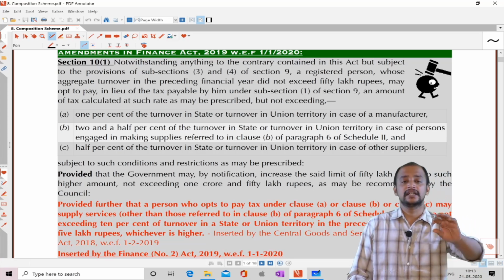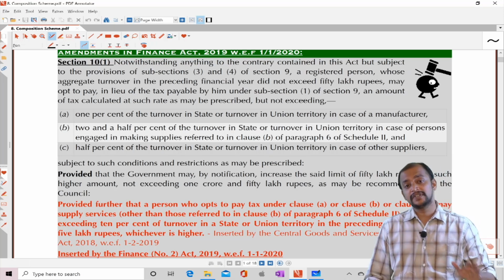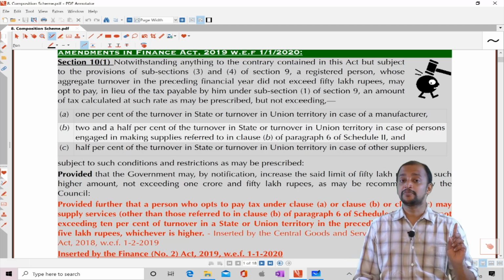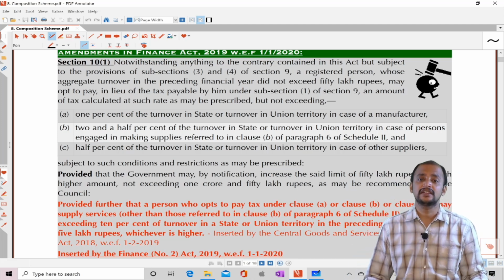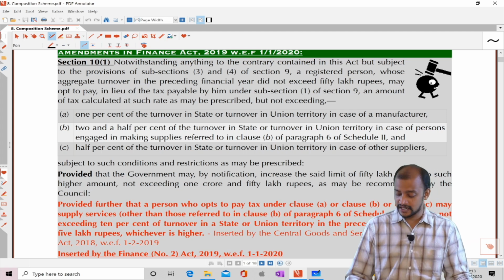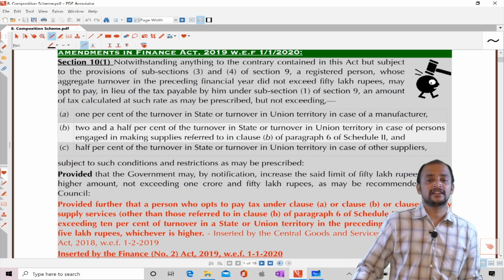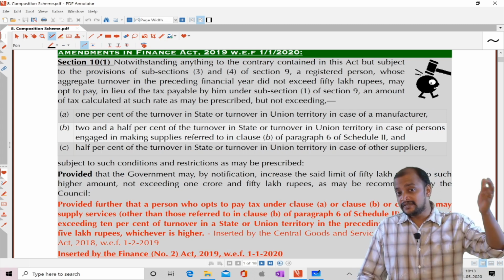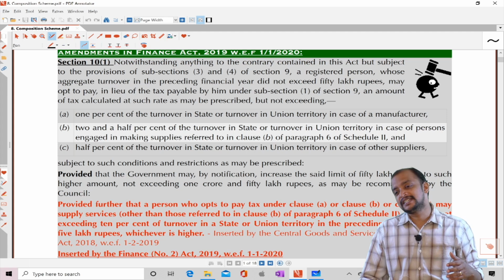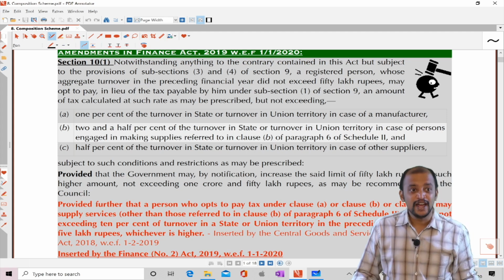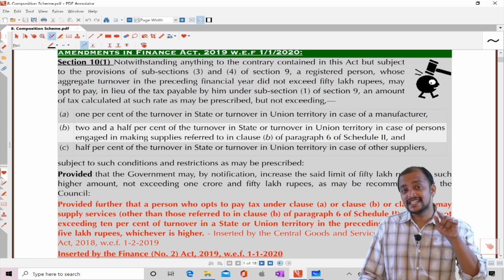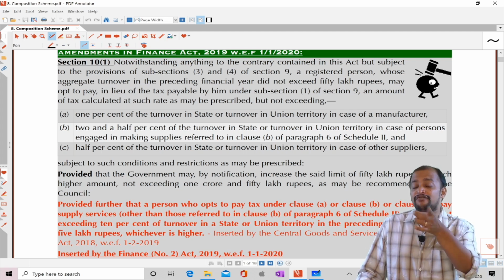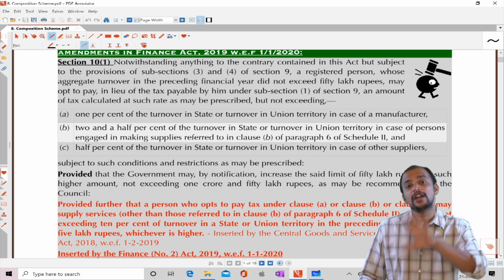Section 10 subsection 1 says, notwithstanding anything contrary contained in this act, but subject to the provisions of section 9.3 and 9.4, which means that when you are a person who is opting for composition scheme, you made some inward supplies on which you need to pay GST under RCM. Now that particular GST under RCM, you need to pay at the rate of 1% which is applicable to you, or at the normal rate.